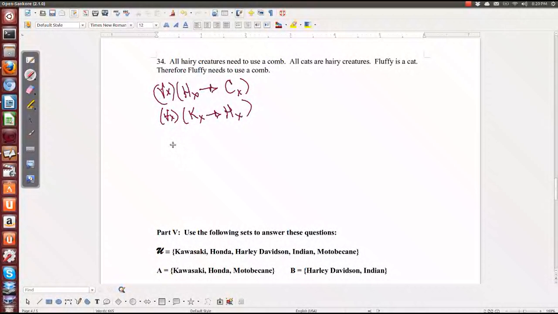And I've already got an idea in my head what I'm going to do. But I say Fluffy is a cat. And remember that I'm using the letter K for "is a cat," and my subject is Fluffy. So these are my three premises. And I want to conclude that Fluffy needs to use a comb. Need to use a comb, that's C, and Fluffy is the subject.